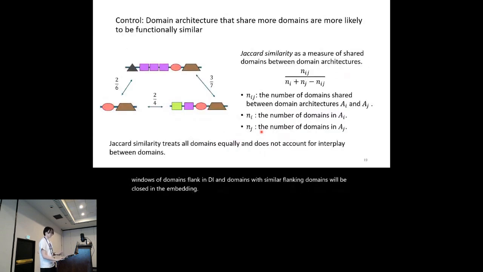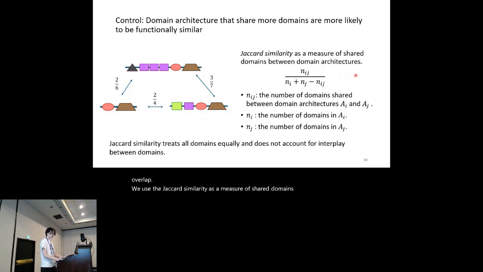The embeddings I introduced all define context differently, but they all assume that context carries functional signal. And domain architecture embeddings based on these domain embeddings allow us to quantify functional similarity between domain architectures. And as a control, we introduce a null hypothesis where each domain is treated equally, and the interplay between domains is ignored. Under this model, functional similarity of 2 architectures is dependent only on their domain content overlap. We use the Jaccard similarity as a measure of shared domains between architectures. It's calculated by the size of their domain content intersection divided by the size of their union.